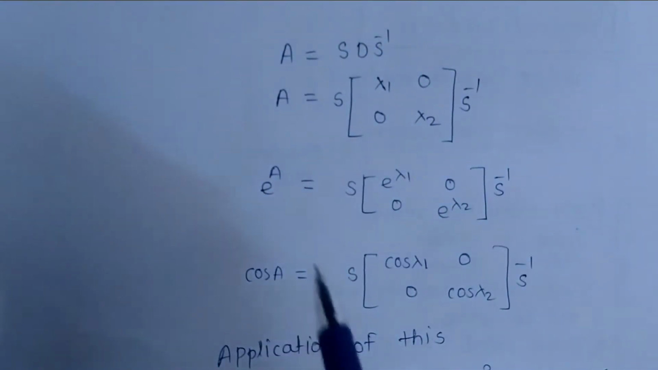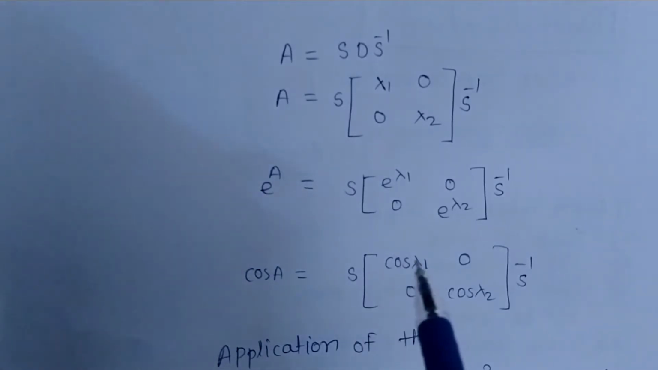And when we have to find cos A, cos A is equal to S cos lambda 1 0 0 cos lambda 2 S inverse.